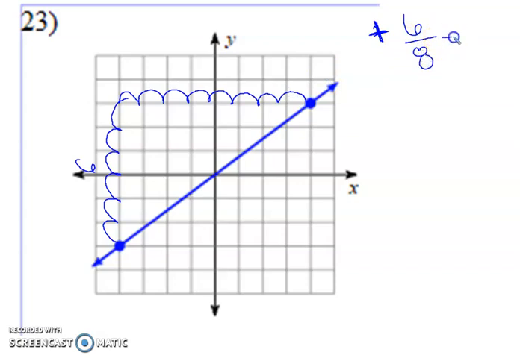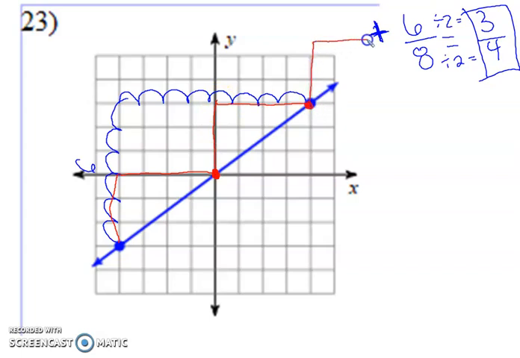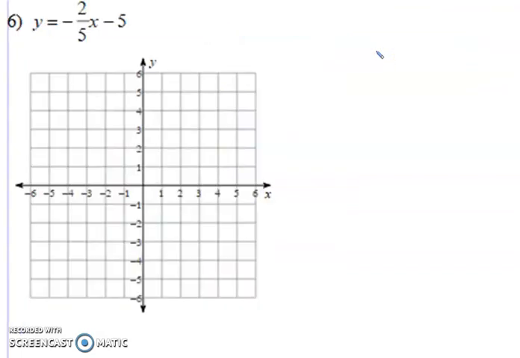I went over 8. Can I simplify that? Yeah, that's just 3 over 4, right? If I divide this by 2, it gives me 3. Divide by 2, it gives me 4. That's how you simplify, right? You find the common factor and you divide both of them by it. So that tells me every time I go up 3 over 4, I'm going to hit a point. If I went up 3 more and over 4 more, there would be another point. Okay? All right, let's go to number 6 now.